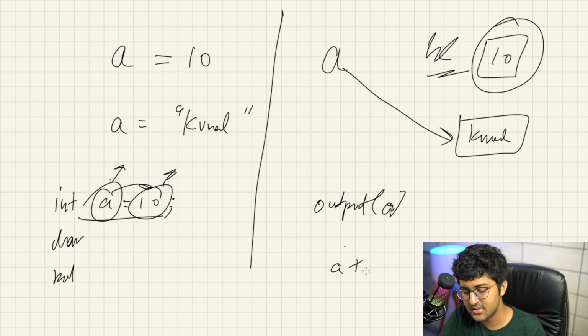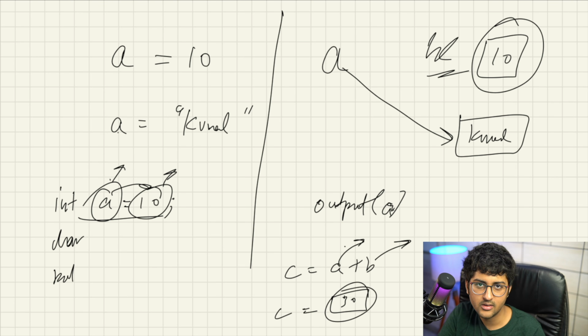If you say c is equal to a plus b, this will get the value from heap, this will get the value from heap, combine them and put the value in another variable. This also will be in heap. All the objects are in heap. Nothing to think about here. Very simple stuff. All right.